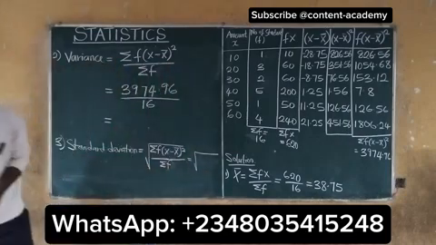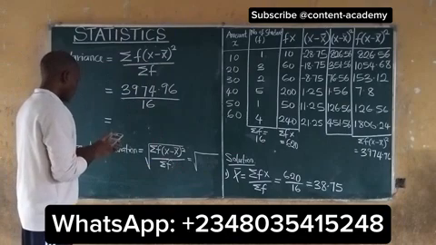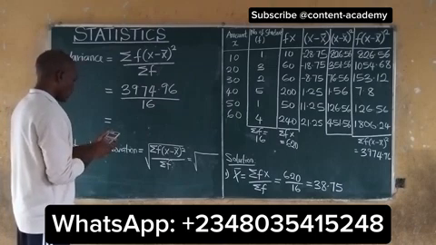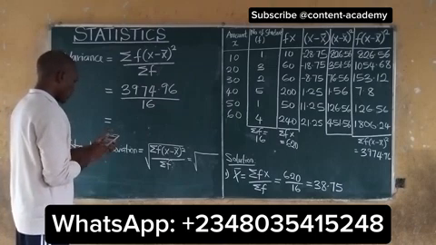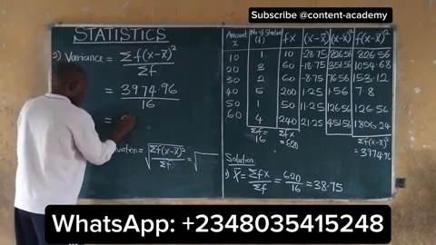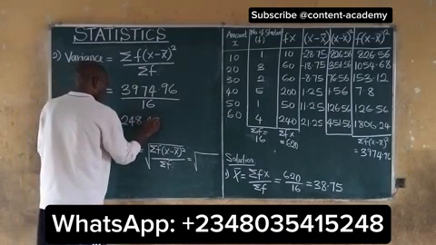So we'll find what it is with our calculator. We have 3974.96 divided by 16. So we have 248.435.